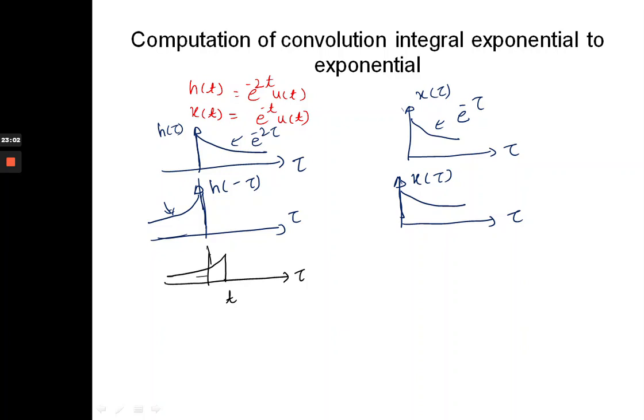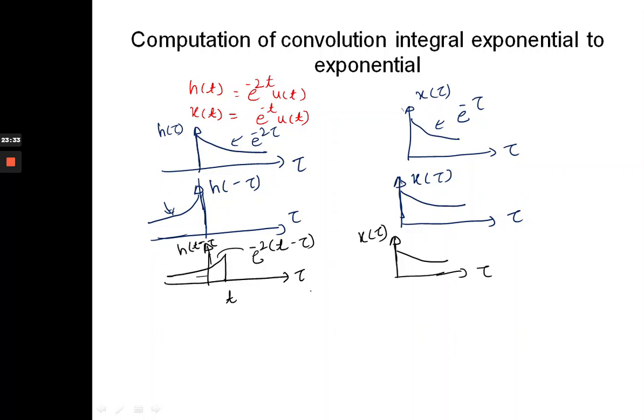This is h of t minus tau, and now this becomes e raised to minus 2 times t minus tau, because we are shifting this, and this signal is x of tau.